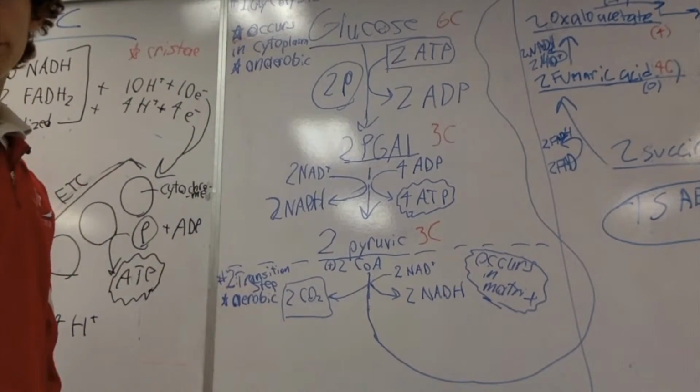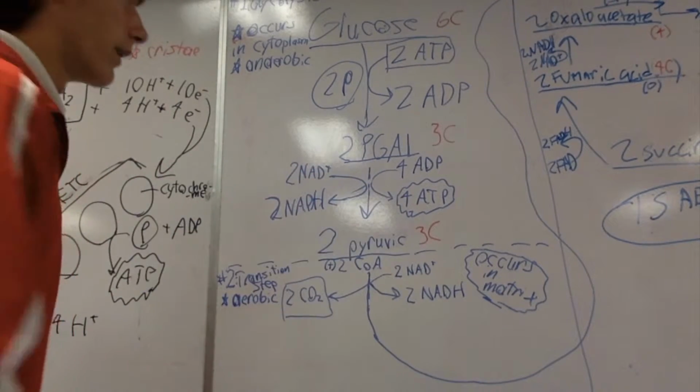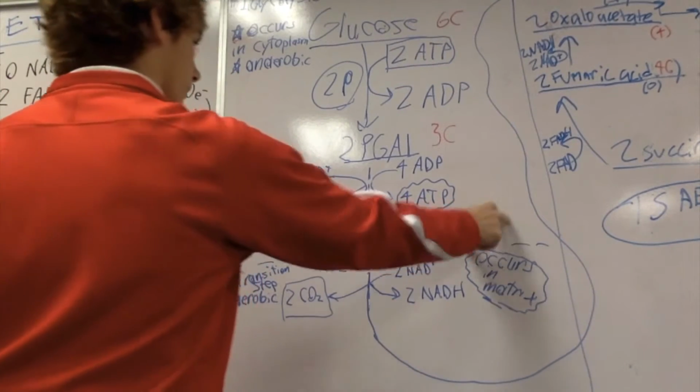And the PGAL is oxidized and dephosphorylated, so it gives up ATP. And then the result is 2 ATP.